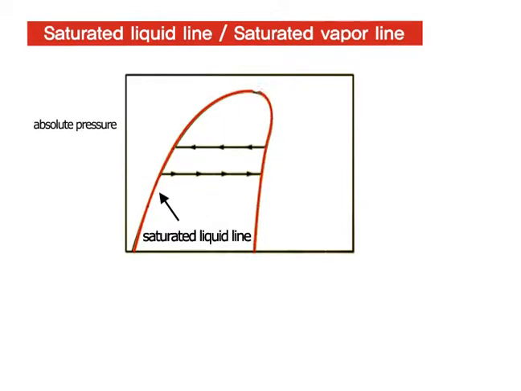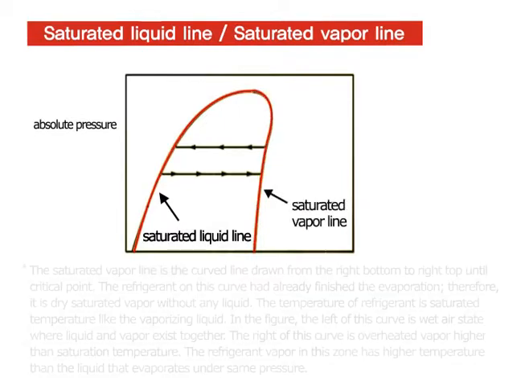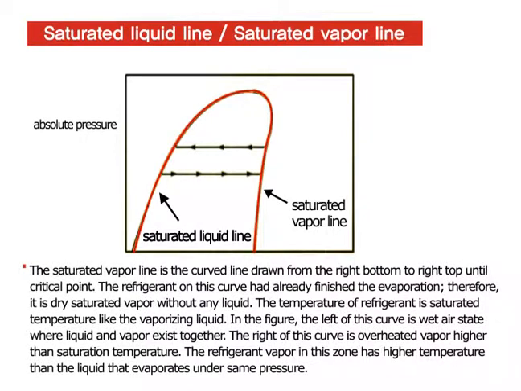The saturated vapor line is, as seen in the figure, the curved line drawn from the right bottom to right top until the critical point. The refrigerant on this curve has already finished the evaporation. Therefore, it is dry saturated vapor without any liquid. The temperature of the refrigerant is the saturated temperature, like the vaporizing liquid.